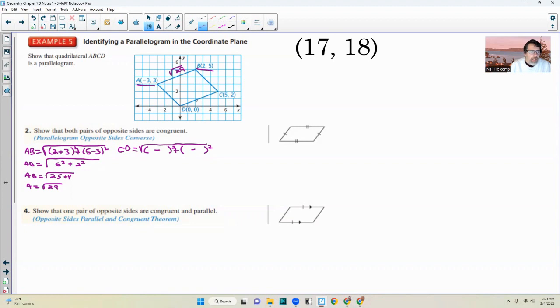Okay. And I'm now working with these two. So let me erase these. Okay. So x2, 5, minus x1, 0, plus y2, 2, minus y1, 0. So CD equals the square root of 5 squared plus 2 squared. So CD equals the square root of 25 plus 4. CD equals the square root of 29. So this is the square root of 29.